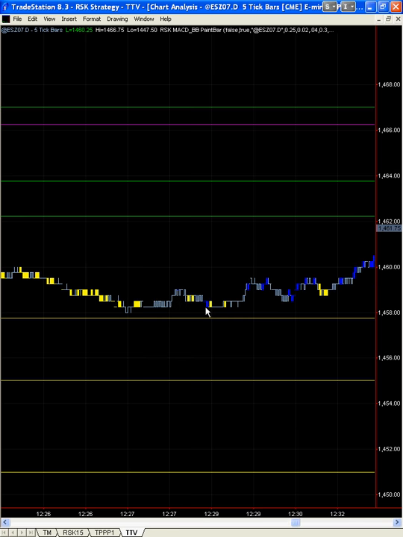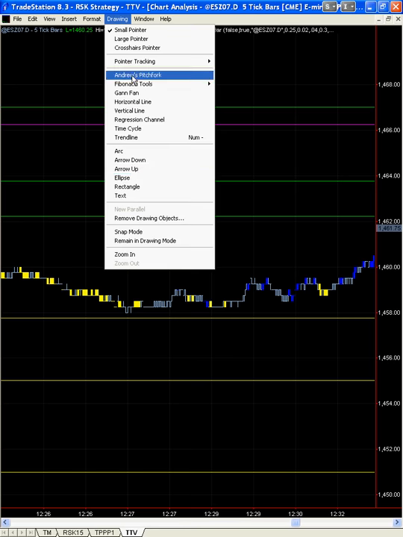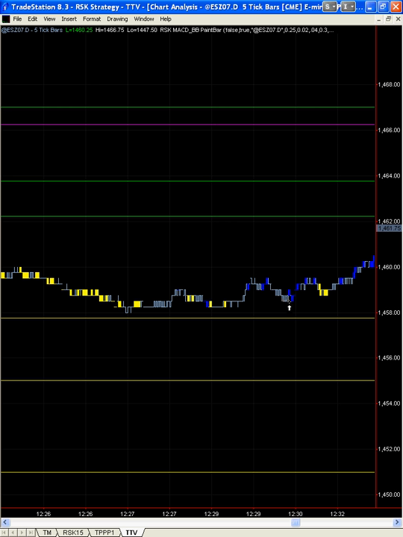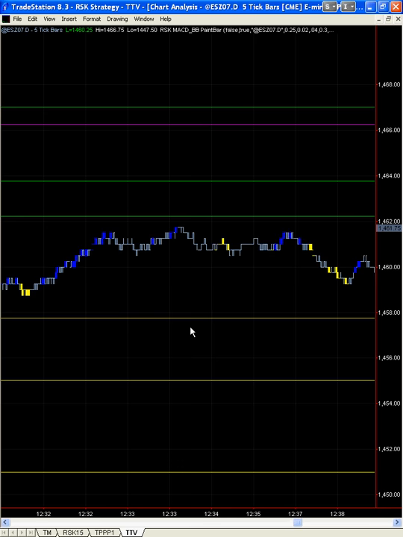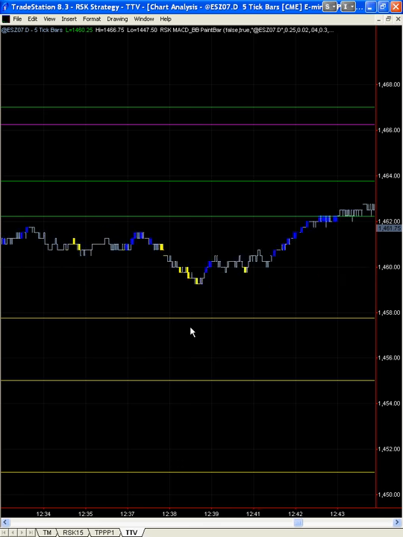Okay? She may come down again. But right now we're going to be long. Expecting us to go back up to those lines. And that's exactly what they do. You see? So we hit this projection. And we hit this projection.